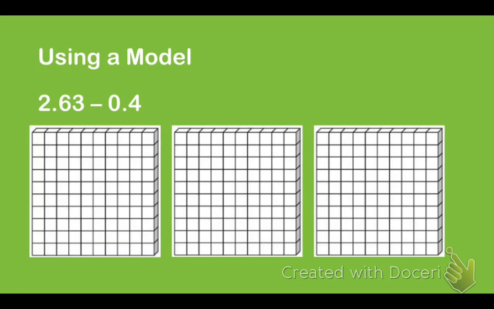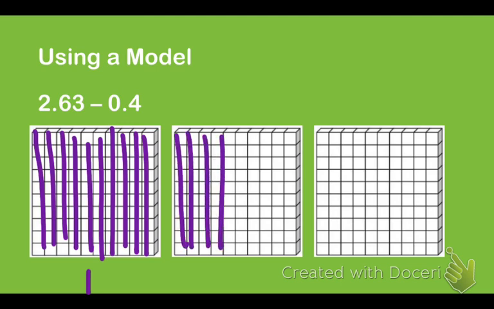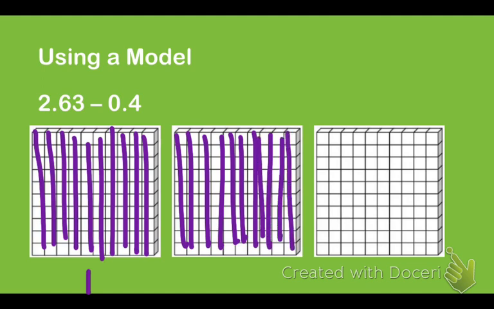And what I'm going to do is shade in 2.63. So all of this represents one whole because there's 100 there. So that's going to represent one whole. All of this, and remember we're working with decimals here, not with whole numbers, represents one whole. So that's 2. We still need 0.63.